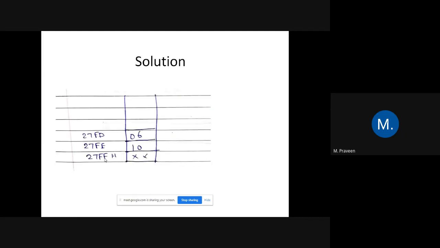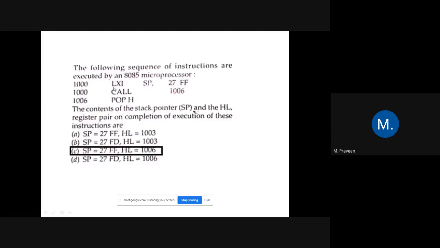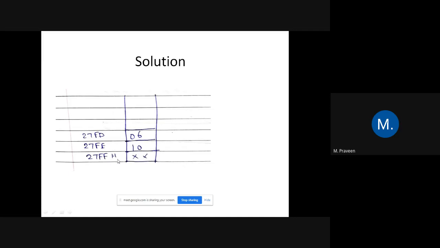During the CALL 1006, before executing the call instruction, the next program counter value is 1006, and the call address is also 1006. So the program counter value as well as the call address are both the same. During the call instruction, the current program counter value is moved to the stack. Here the current stack pointer is 27FF.